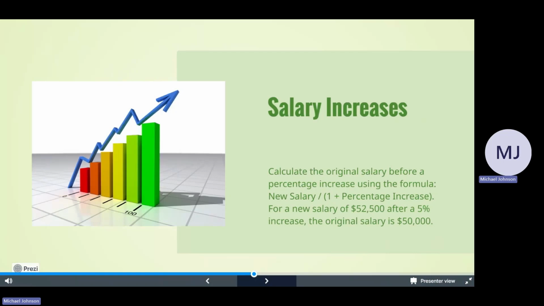Calculate the original salary before a percentage increase using the formula: new salary divided by (1 plus percentage increase). For a new salary of $52,500 after a 5% increase, the original salary is $50,000. So you do 50,000 times 1.05, then you get 52,500.